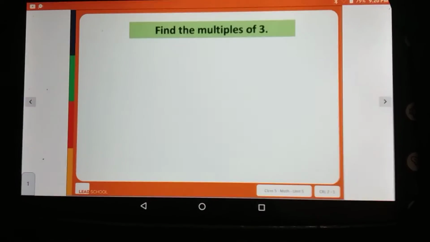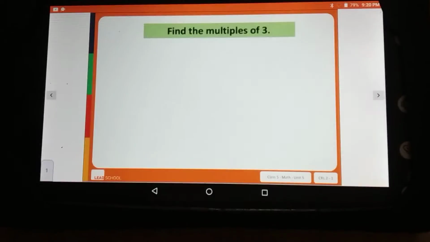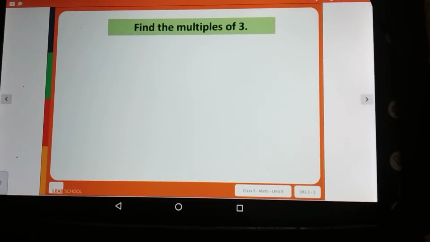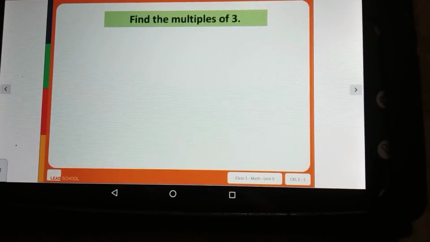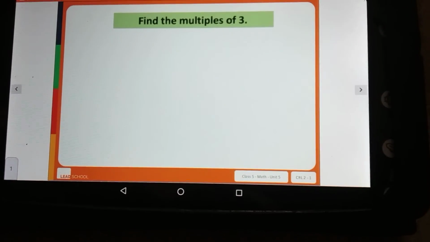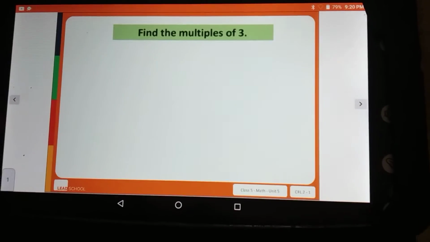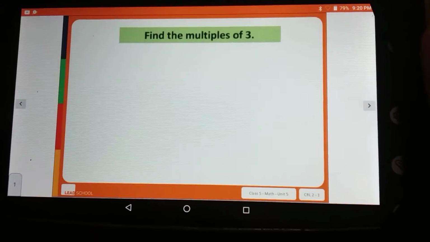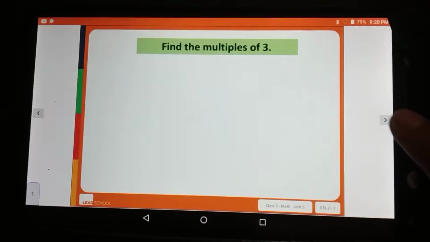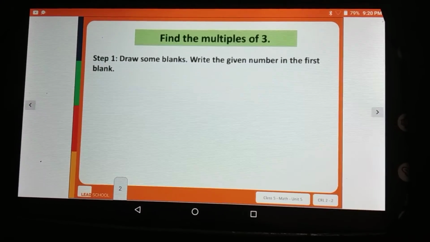So, students, today we'll start unit number 5, revision, worksheet number 3. Before starting worksheet number 3, I'll show you something: how to find the multiples of 3.